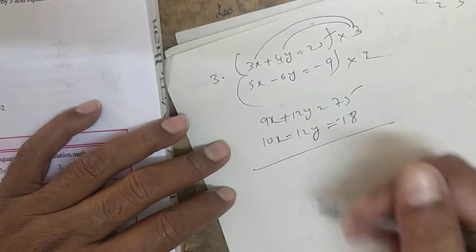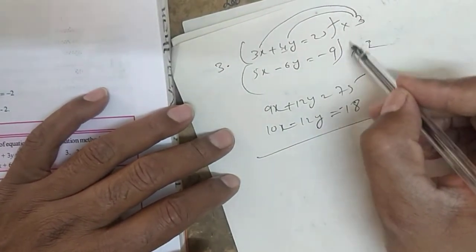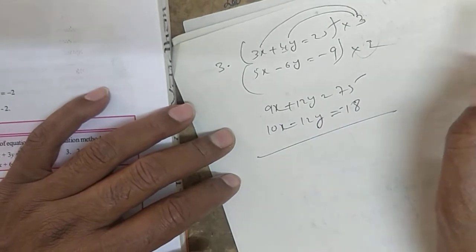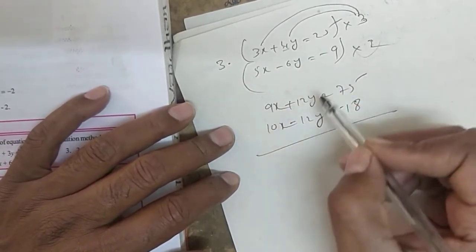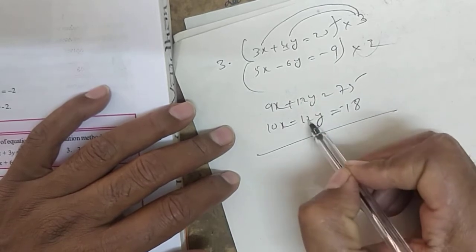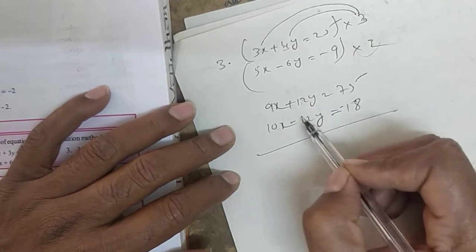Okay. Now what I did is, I multiplied with 3 and 2, that's it. Why you have to multiply with 3 and 2 is very important: to make y coefficients the same. So y coefficient 4 is there, 6 is there, but here you got 12 and 12. Now 12y, 12y, okay, you got same terms with coefficients.